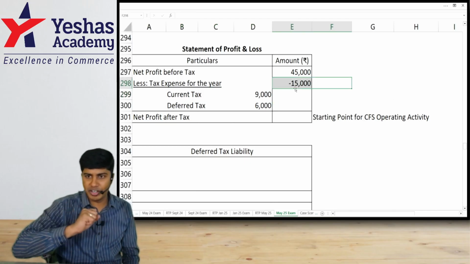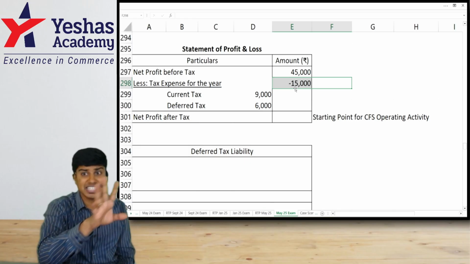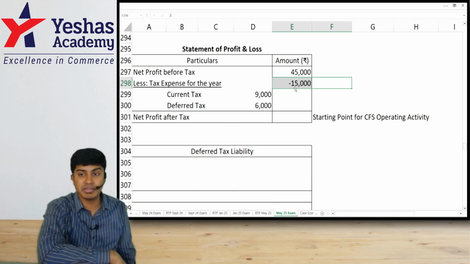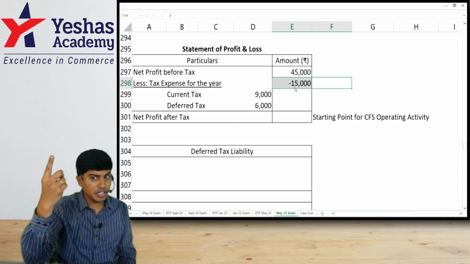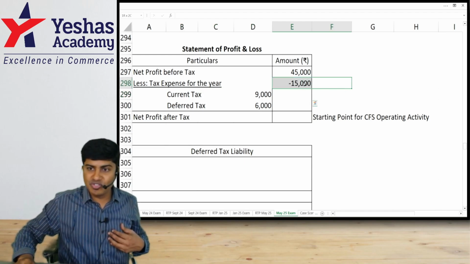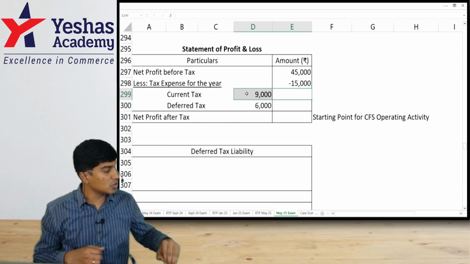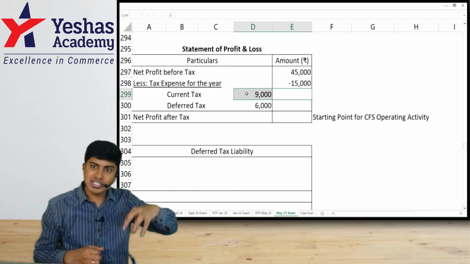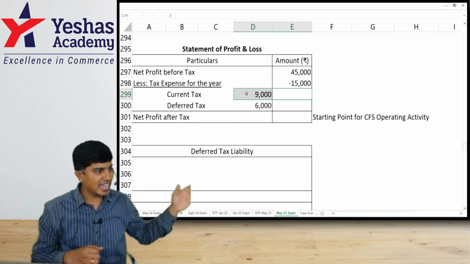According to accounts, there is some profit. On that profit, we've computed tax expense. How much is it? 15,000. But that is not the same profit as per income tax provisions. As per income tax provisions, there is some profit. On that profit, we need to pay tax. How much is the tax we need to pay on that? 9,000. Our expense is 15, but we pay only 9. 6,000, which is our expense as per accounts, need not be paid. Expense not paid will become what? Liability. What liability? Deferred tax liability.